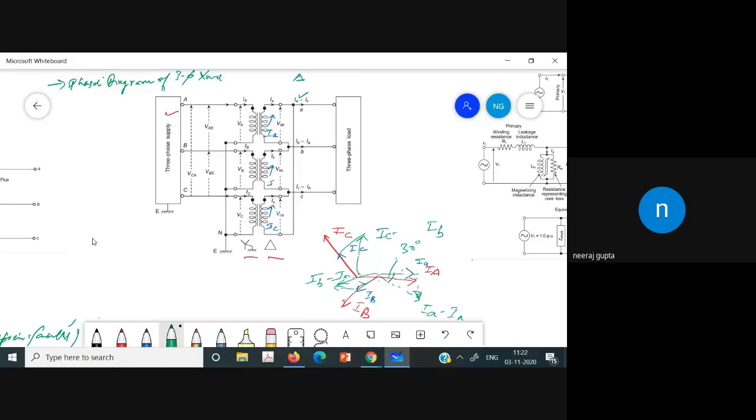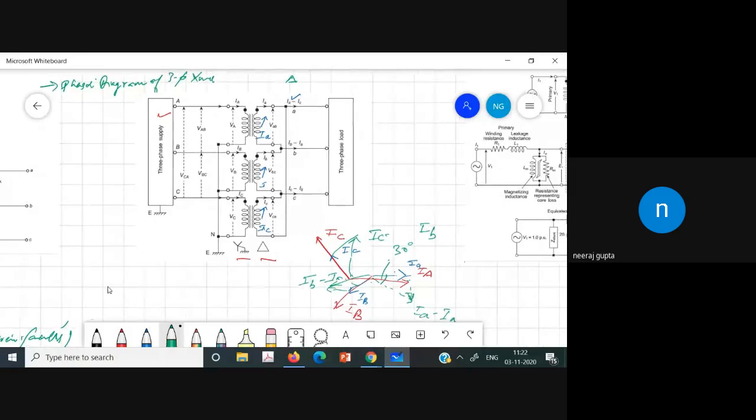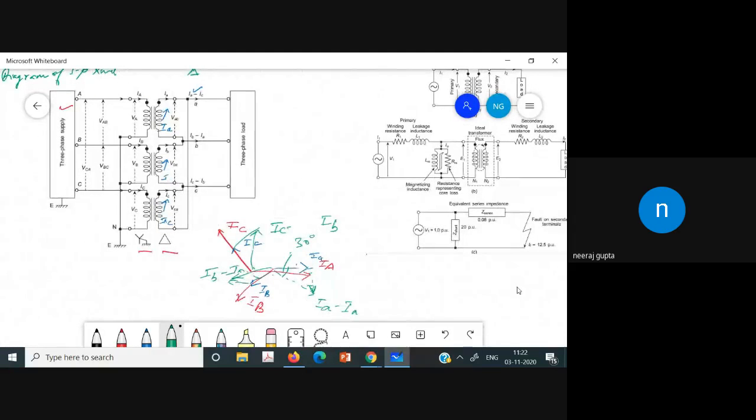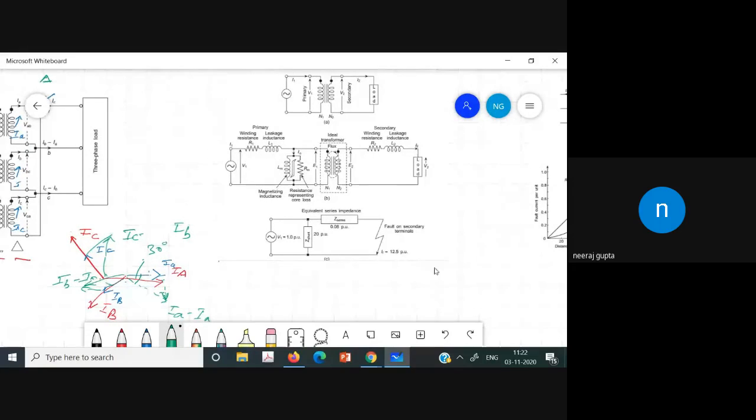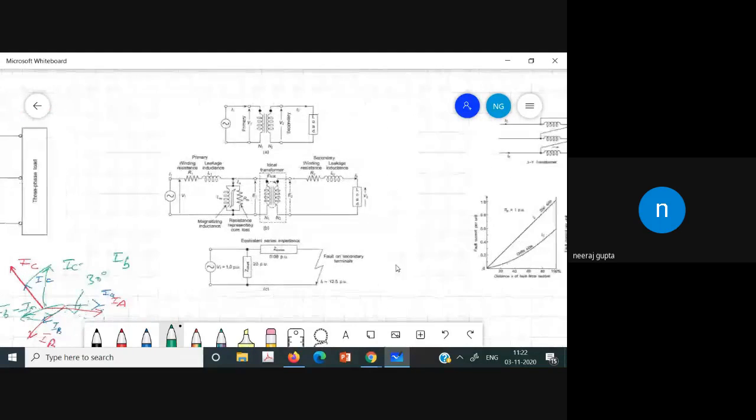Now, let us consider one more point that we have to consider while having the discussion about the protection of the transformer: the impedance of the transformer and what role the series and the shunt impedance plays in that.